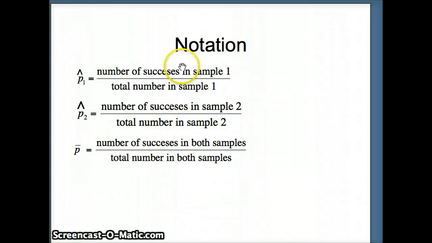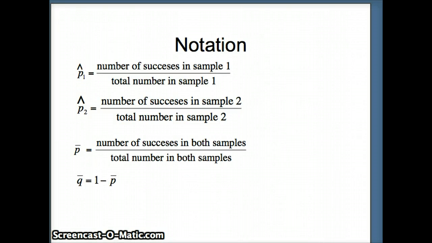How do we get that? Add the two numerators for the number of successes, add the two denominators for the total, and that's what we'll call an overall probability of success. And of course, Q bar, overall probability of failure. Q bar would be 1 minus P bar.